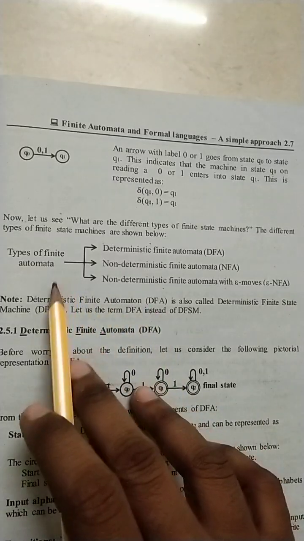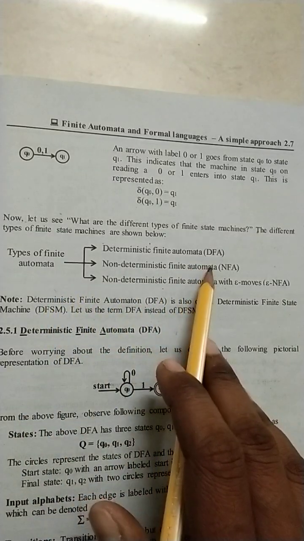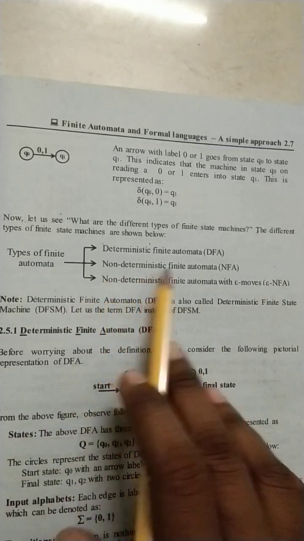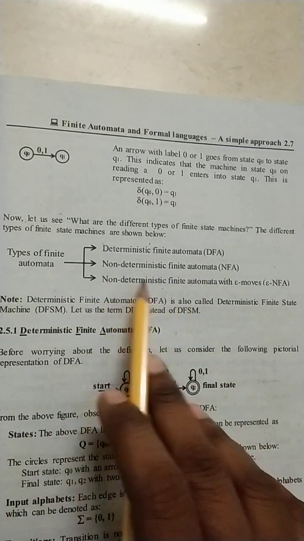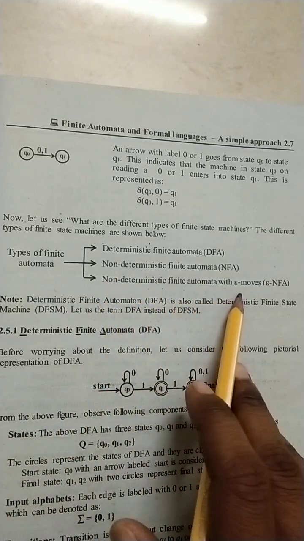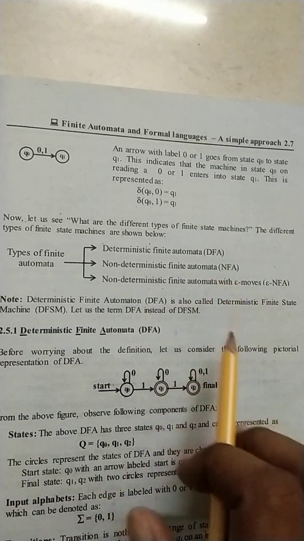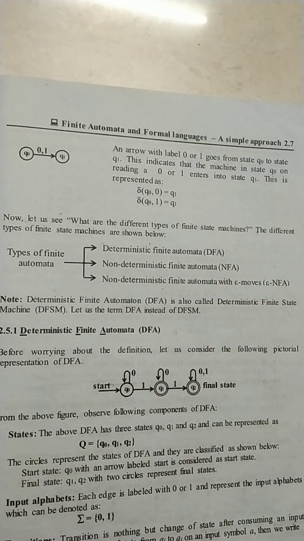There are three types of finite automata. One is DFA, the second one is NFA, non-deterministic finite automata, and the third is non-deterministic finite automata with epsilon moves. These are the three types of finite automata.